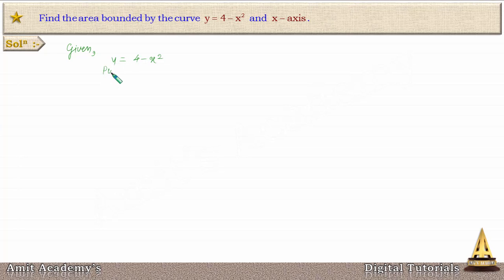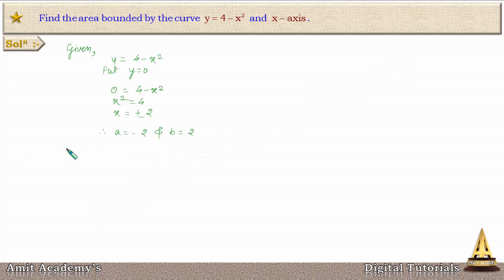So put y is equal to 0. So I'll get 0 is equal to 4 minus x square. If this minus x square comes on this side, it becomes plus x square. So I'll get x square is equal to 4. So x is equal to plus or minus 2. It means that we are having two values of x, minus 2 and plus 2. Therefore, a is equal to minus 2 and b is equal to plus 2.